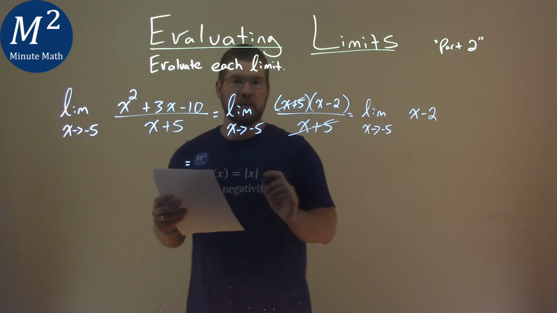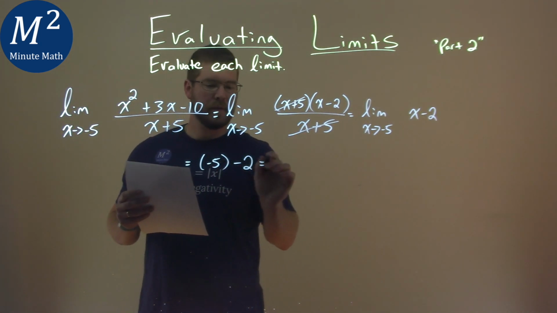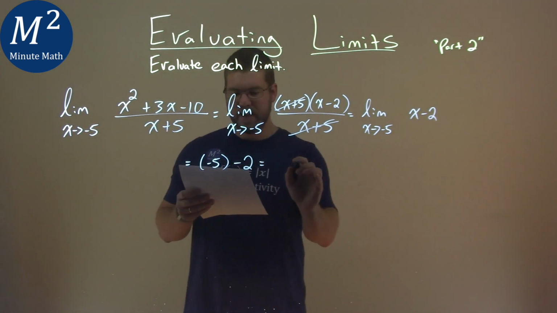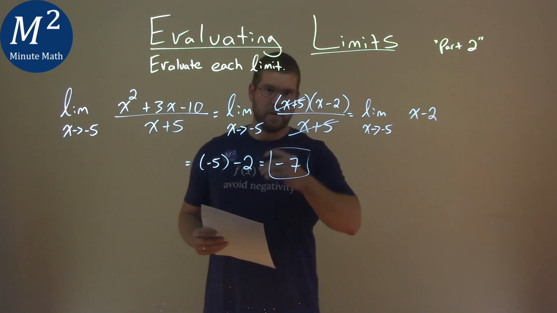Put a negative 5 in for x, and we have minus 2, and negative 5 minus 2 is a negative 7. And so my final answer for this limit is a negative 7.